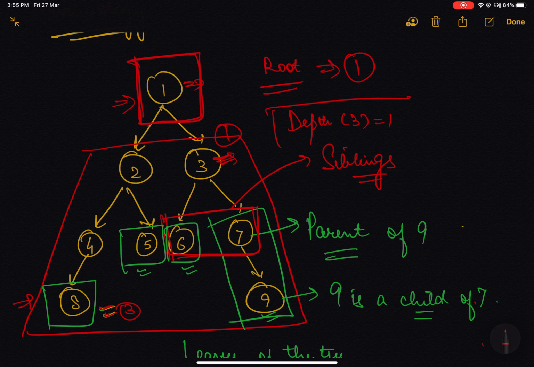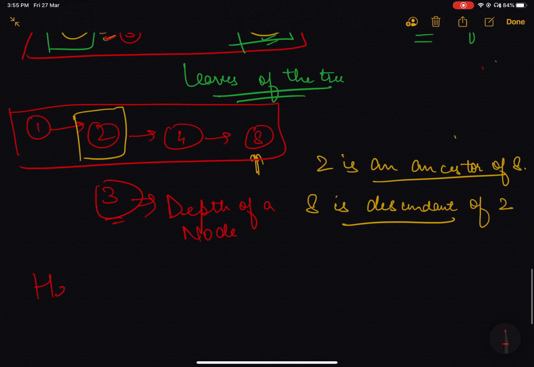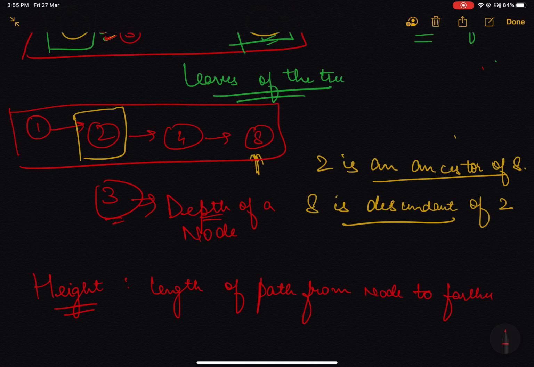Similar to depth, there is another term which is height. People tend to confuse depth and height. As depth is the length of the path from root to a node, height is the length of the path from a node to the farthest leaf in the subtree rooted at that node.